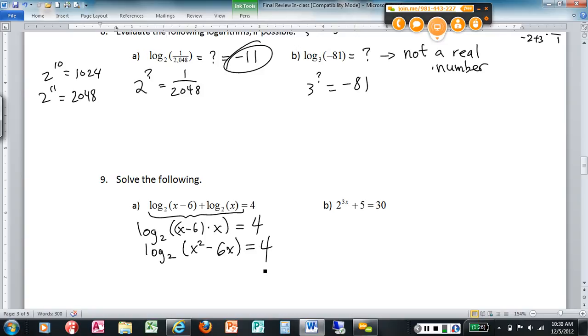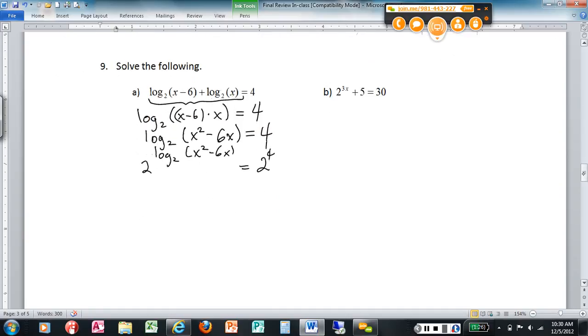Then to actually solve a logarithm equation, remember we did the exponentiate thing. We've got a base of 2, so I'm going to exponentiate both sides to base 2, meaning I'm going to go 2 to the log base 2 of x squared minus 6x equals 2 to the 4. That's exponentiate both sides to base 2. The reason I do that is because what happens on the left here? Well, the 2 and the log base 2 cancel out. And it just leaves me x squared minus 6x, and then the right side is 16.